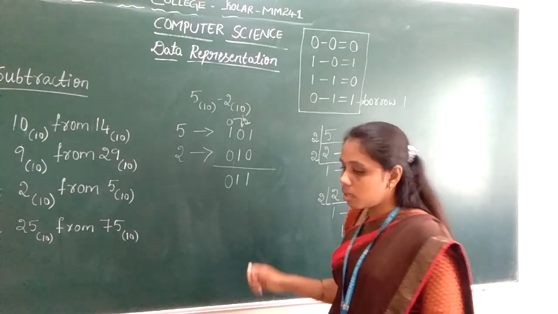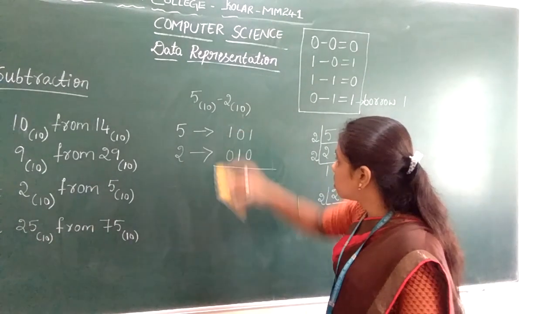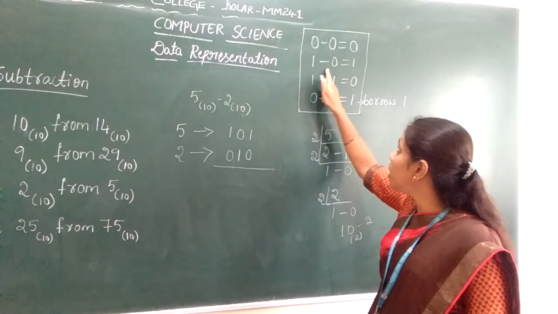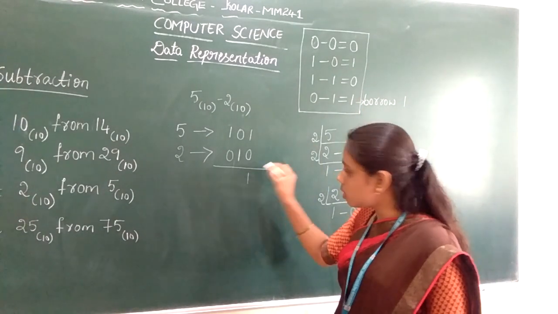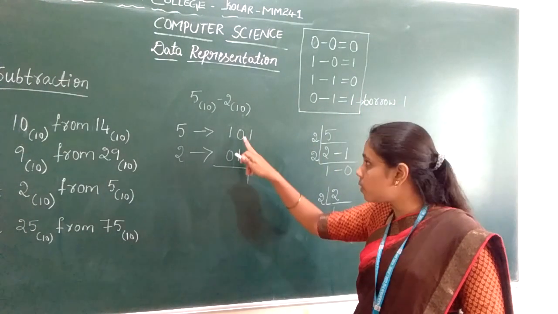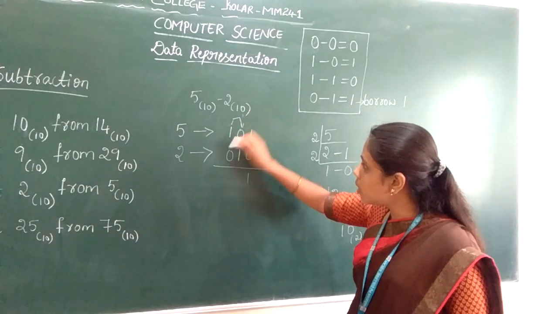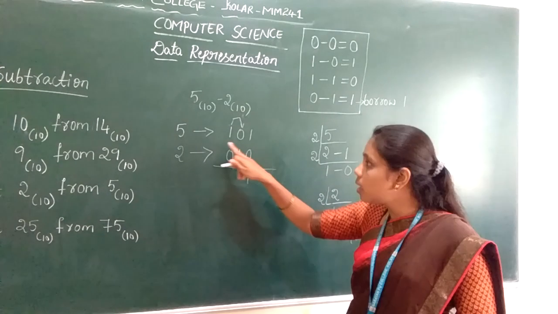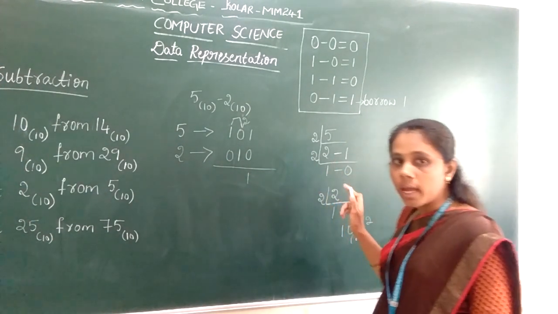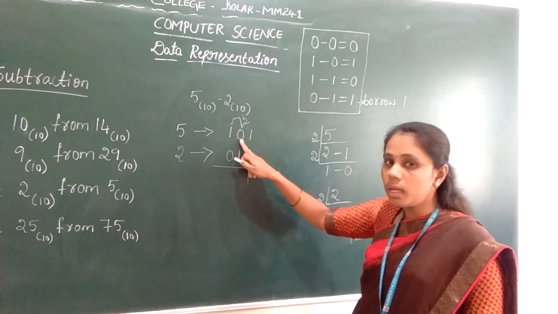See, again I will explain. Here 1 minus 0, which is always 1. 0 minus 1: 1 cannot be subtracted from 0, so borrow 1 from the next higher position. When we take it, it will become 2. So 1 0 is the binary equivalent value for 2.